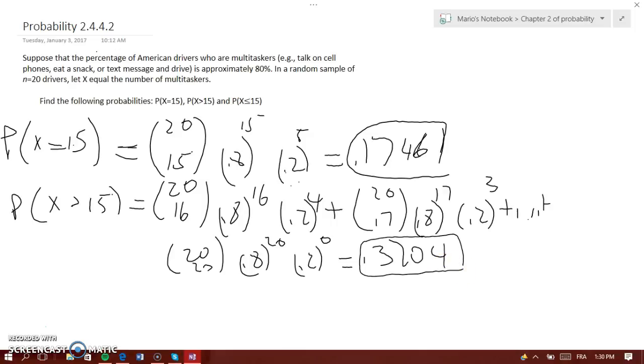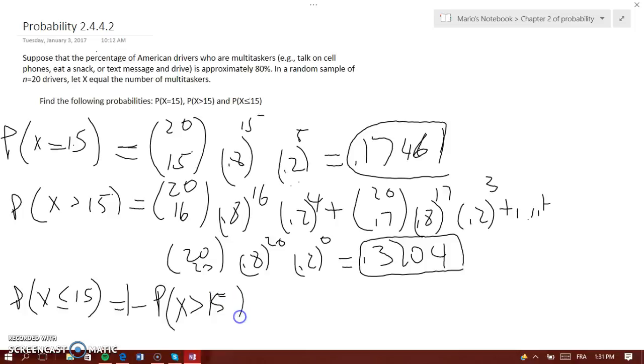Now, the last one says, what is the probability that x is less than or equal to 15? That would be the probability that x is equal to 0, 1, 2, 3, 4, 5, all the way to 15, which will be a long process. But what we can do is remember that complement formula, which is 1 minus something. So the probability that x is less than or equal to 15 equals 1 minus the probability that x is bigger than 15.